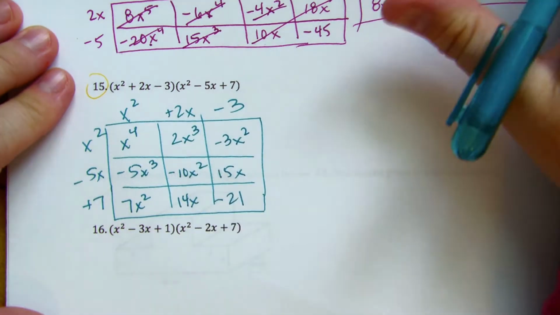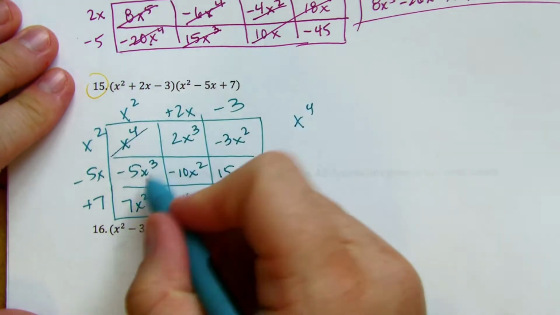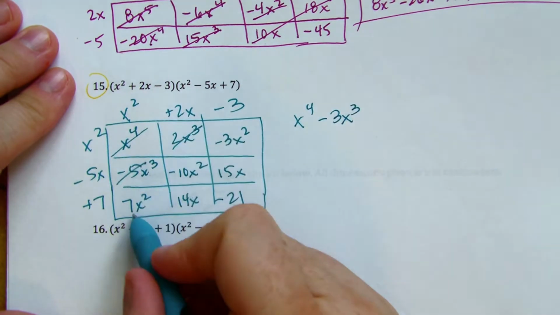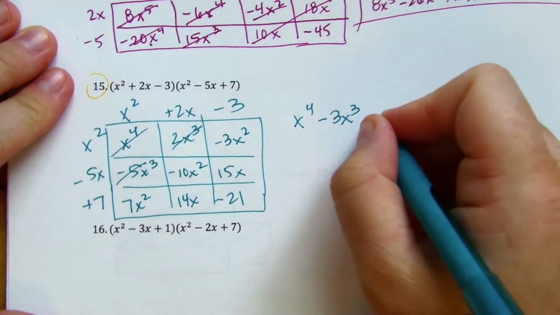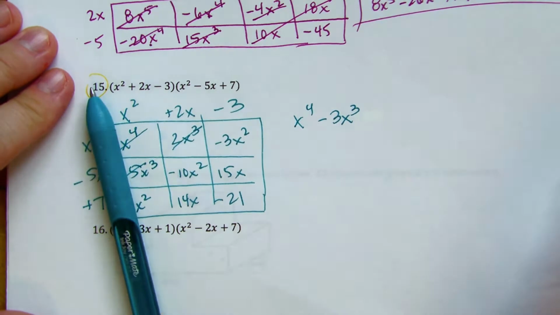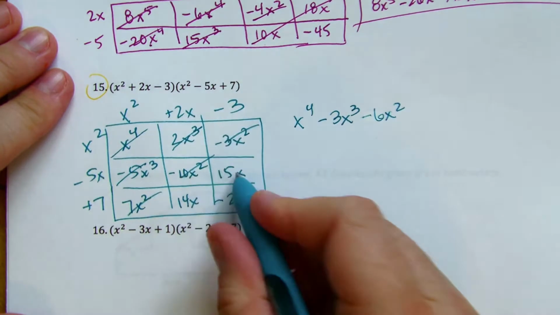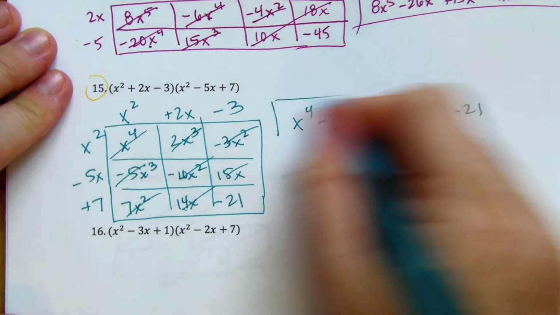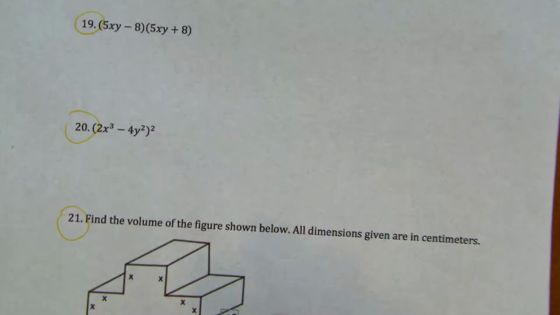And now it's just a matter of combining like terms again. No other x to the fourths. X cubed and x cubed is negative 3x cubed. 7x squared, negative 10x squared, negative 3x squared is going to be negative 6x squared. 14 and 15 gives me 29x minus 21. And that's our answer. All right, on to the next page.